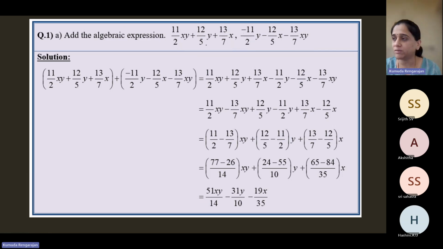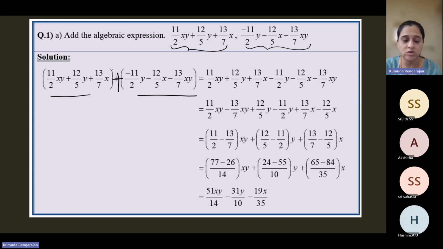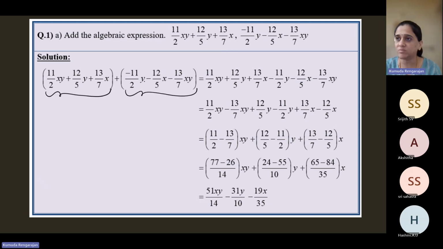So what's the first step? How do you add? You need to write the 2 expressions in brackets, in simple brackets like this, and connect the 2 brackets with a plus sign, indicating you're adding the 2 expressions. If you have to subtract, then you should connect the brackets with a minus sign, indicating that you're subtracting. Here it is addition, so write the 2 expressions in brackets and connect them with a plus sign because you have to add.